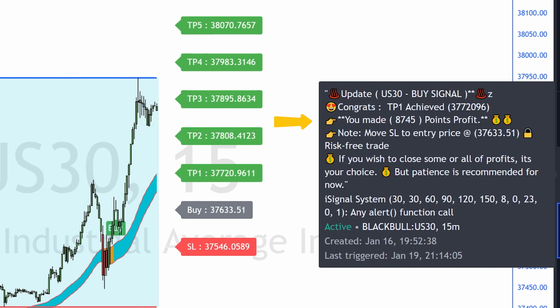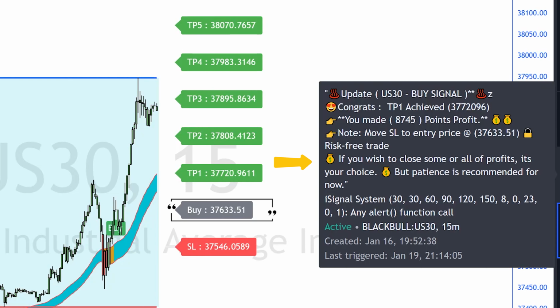So it's going to give you the price of take profit 1 and says it has been achieved. Then it says you made 87 points, okay, profit. Gives you a note. What should you do? Move stop loss to entry price. So the stop loss initially was at 37,550. Now move it up to the entry price at 37,633. Okay, so now it's a risk-free trade. You move your stop loss to the entry price. Why are you doing this? So the price doesn't come back and hit your stop loss after you already made 80 points.